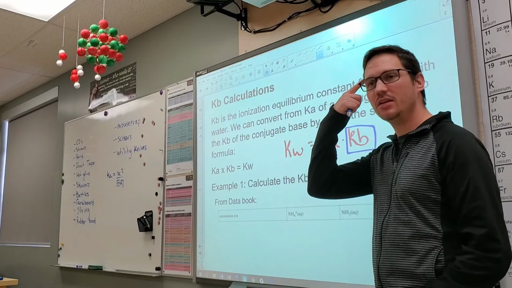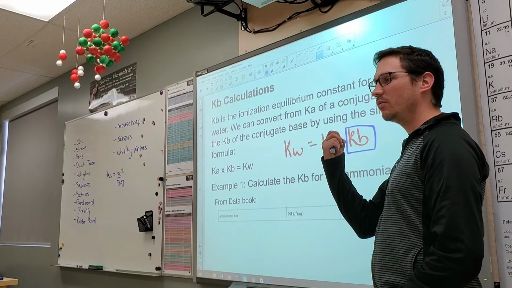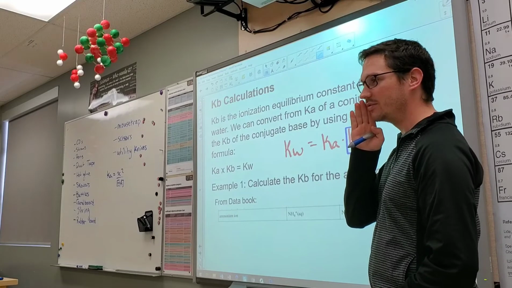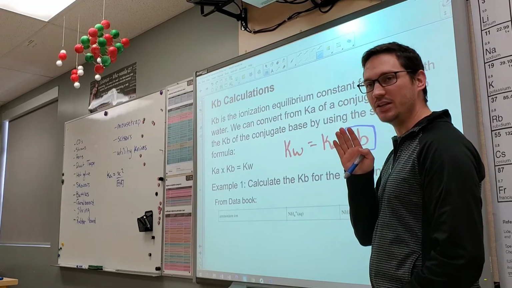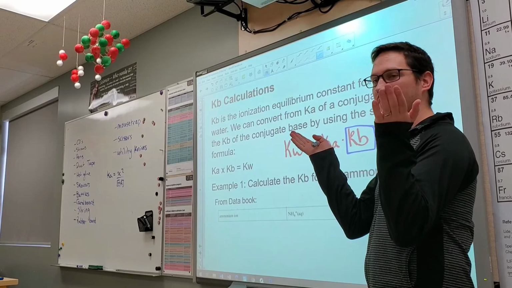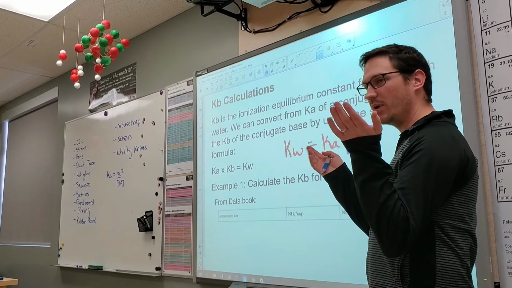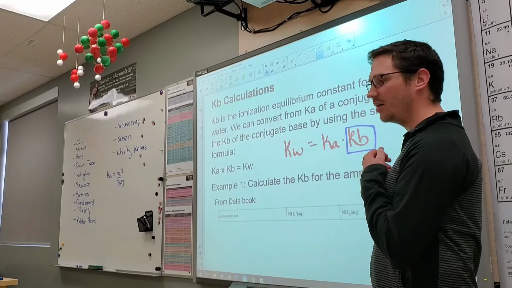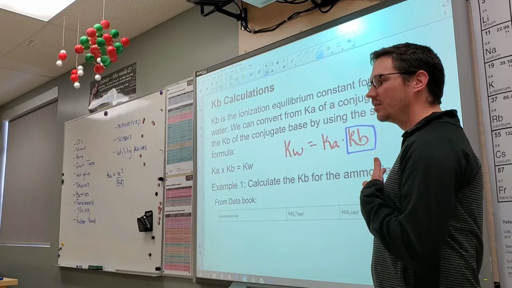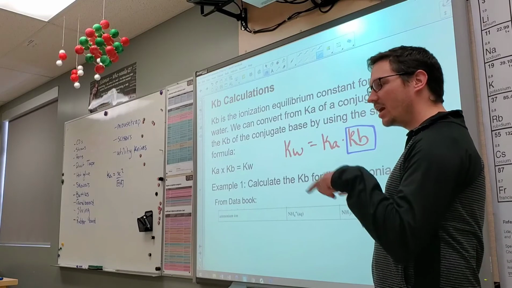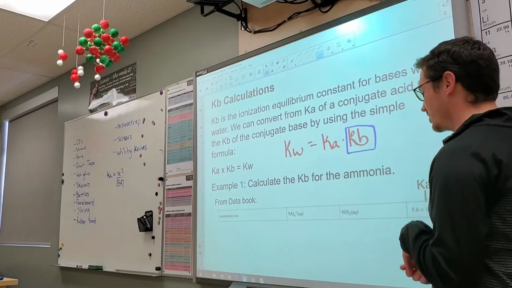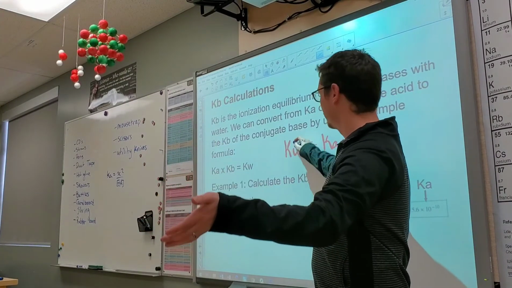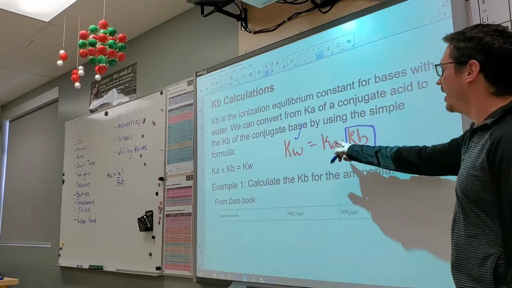Do you know what Kw is? Did you memorize it? Why didn't you memorize it? Because it's in your data booklet and you don't have to. Why would you memorize something if you don't have to? It's on page 3 of your data booklet if you have to look it up. Kw, the auto ionization constant for water. So will you always have access to Kw? Yes.